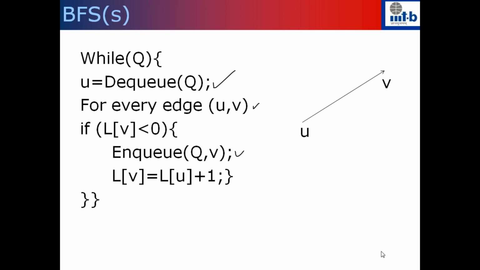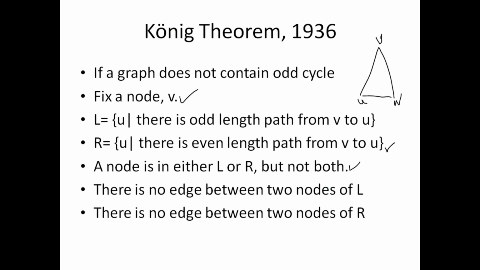I'm going to take all the nodes which are at odd level and put them in L. I am going to take all the nodes which are at even level and put them in R. So by definition, this is similar to the set L that I defined earlier. Since L is the collection of all nodes which are at odd level, this is precisely the collection of all nodes which are of odd length. Similarly, R is the collection of all nodes which are at even length from the source vertex. This is basically the collection of all nodes which are at even level from the source vertex.